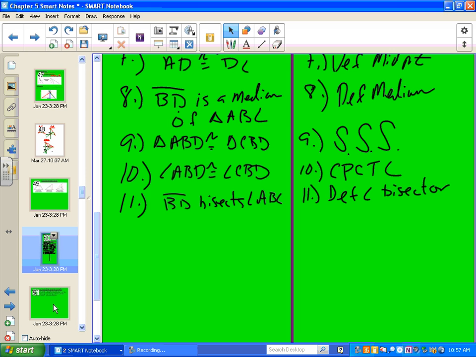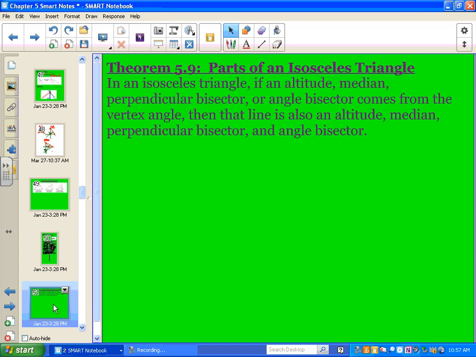So this proof is for theorem 5.9. Parts of an isosceles triangle. And this theorem says, in an isosceles triangle, if an altitude, median, perpendicular bisector, or angle bisector comes from the vertex angle, then that segment is also an altitude, median, perpendicular bisector, and angle bisector. You have them all.